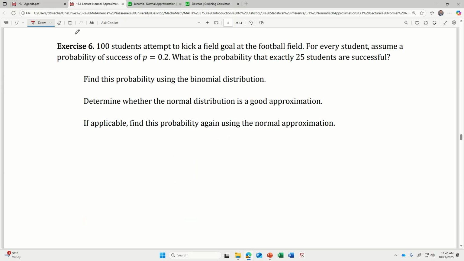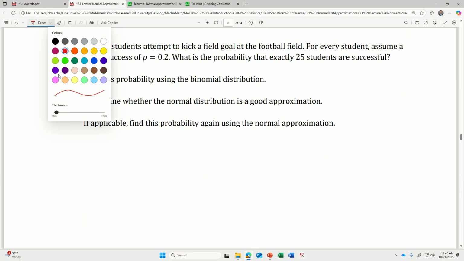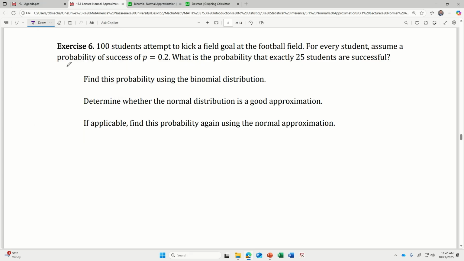All right, so we'll do a few more of these examples here in the next 20 minutes. See how much progress we can make. 100 students attempt to kick a field goal at the football field. For every student, assume a probability of success of 0.2. What is the probability that exactly 25 students are successful?